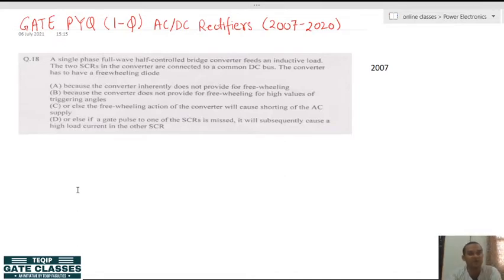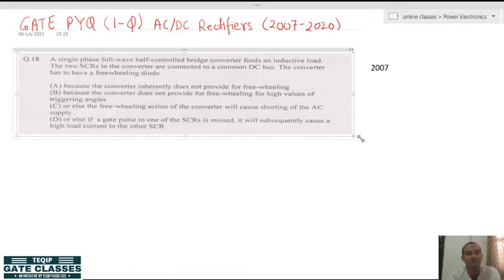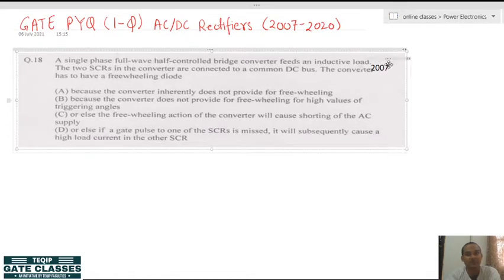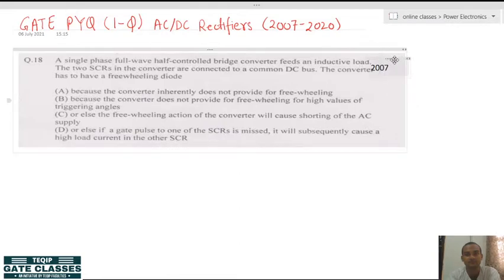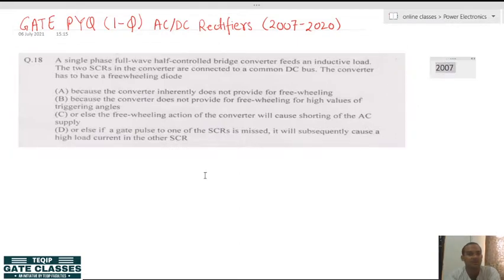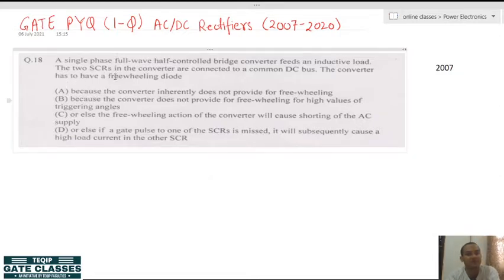Here the first question is: a single phase full wave half controlled bridge converter feeds an inductive load. The two SCRs in the converter are connected to a common DC bus. The converter has to have a freewheeling diode. So first of all, study the sentence, what is given to you.